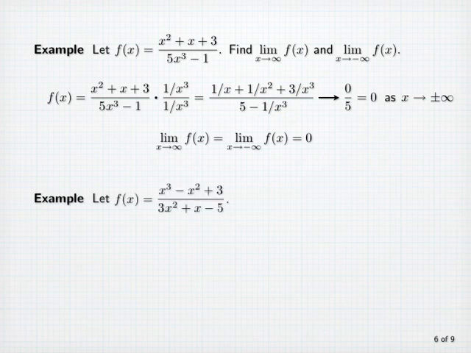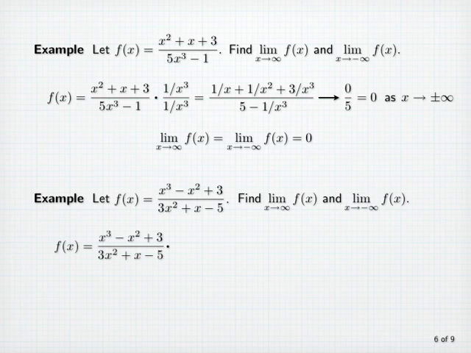Another example, let f of x equal x cubed minus x squared plus 3 over 3x squared plus x minus 5. Notice here that the degree of the numerator is now greater than the degree of the denominator. Now let's find the limit as x goes to plus and minus infinity of f of x. We'll take the same approach as before. We'll multiply the numerator and denominator by 1 over the highest power of x in the denominator.